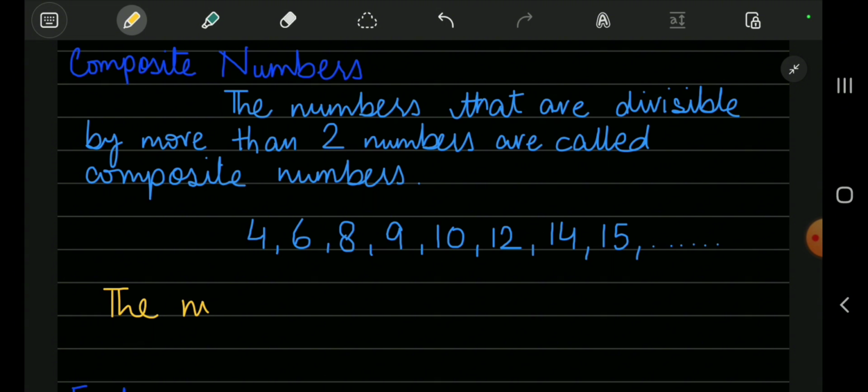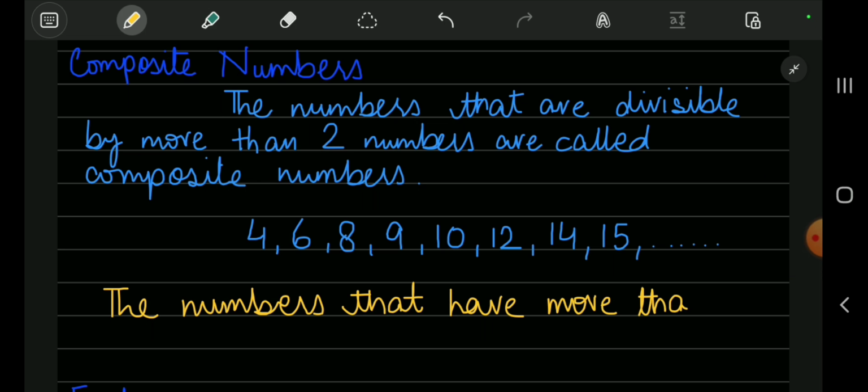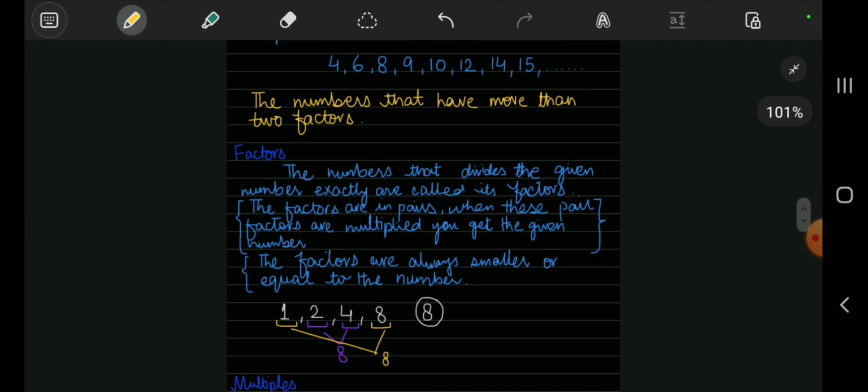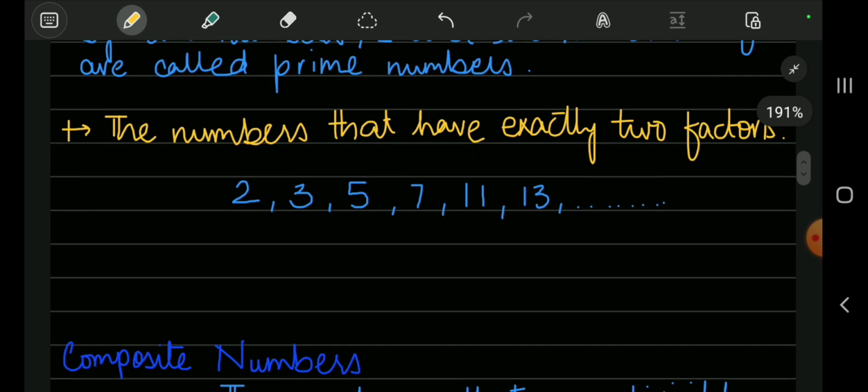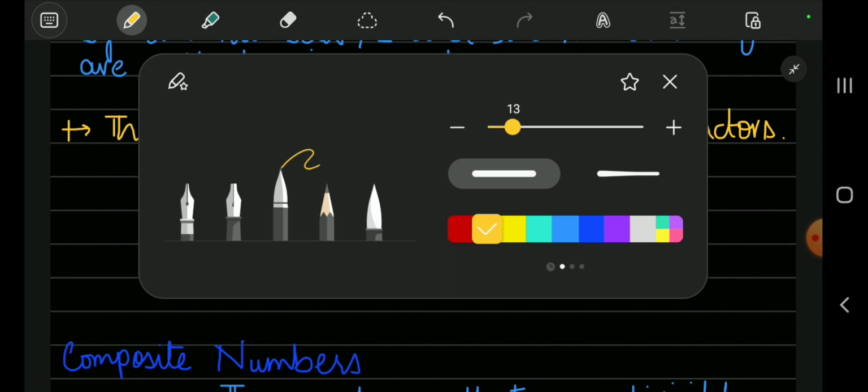The numbers that have more than 2 factors, meaning more than 2 numbers that can divide them completely, are composite numbers. So this is one thing that we need to understand. Now I will show you how these numbers actually have these factors.